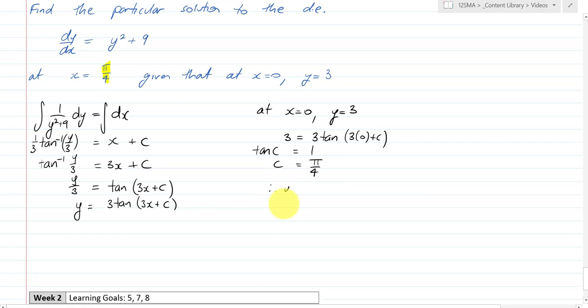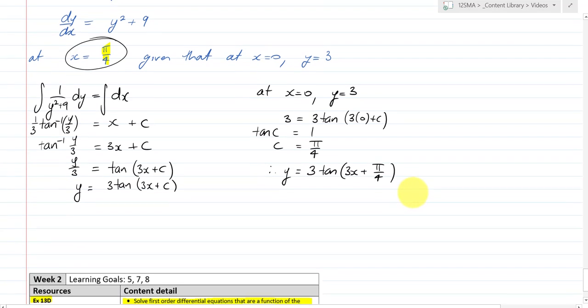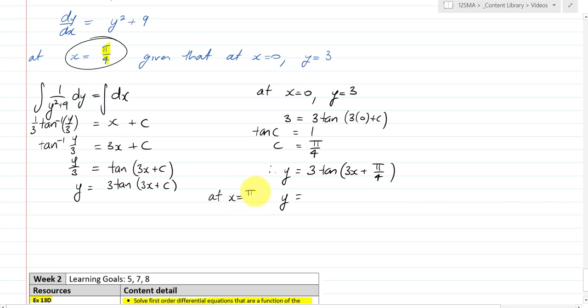And so therefore y is equal to 3 tan of 3x plus pi on 4, and we'd like to find the particular solution at x equals pi on 4, and so we say y is equal to, at x equals pi on 4, y is equal to 3 tan of 3 pi on 4 plus pi on 4, which is 4 pi on 4, which is pi. So we get 3 tan of pi, which is 3 times 0, so that's 0. And there we have it, a specific point at x equals pi on 4, y equals 0, and we're finished. All the best.